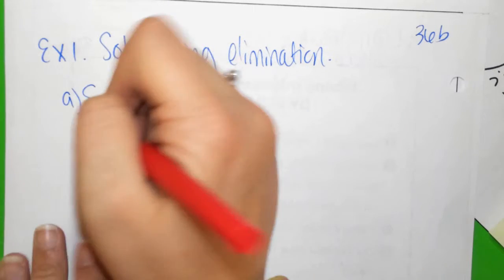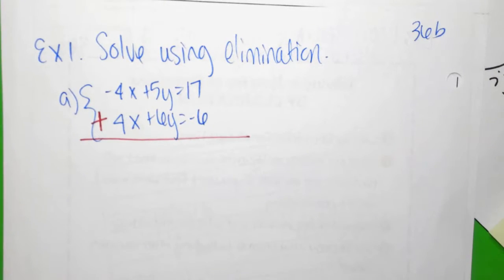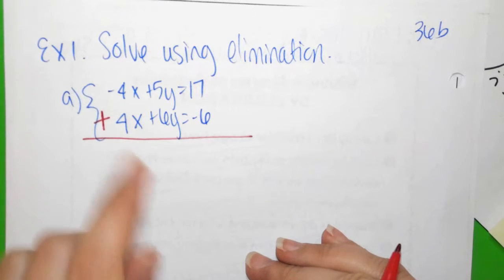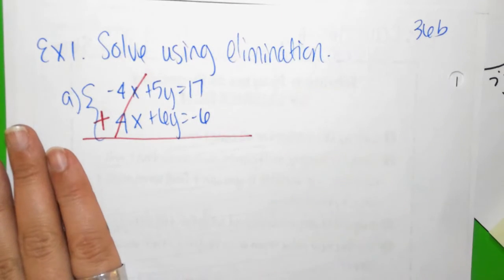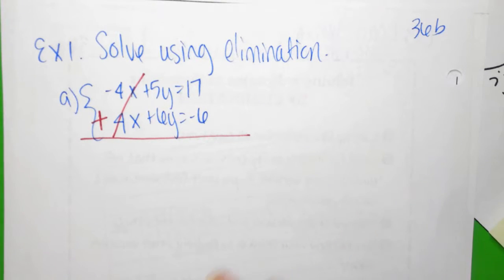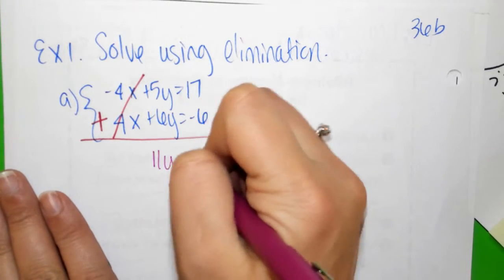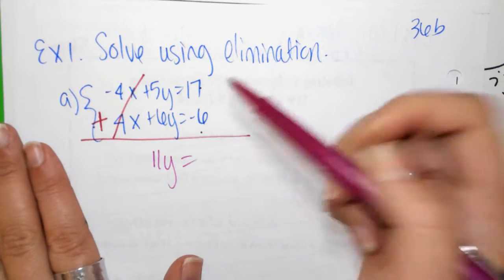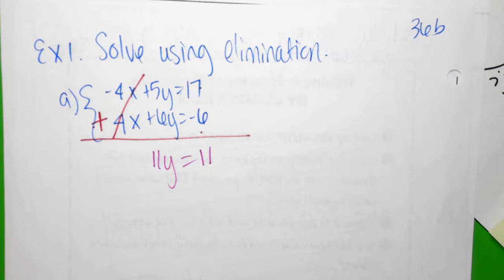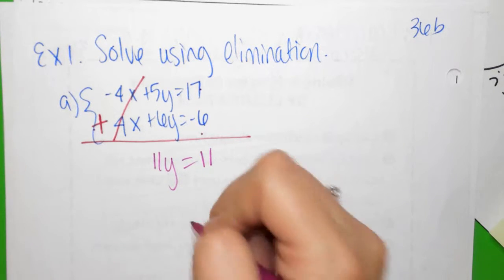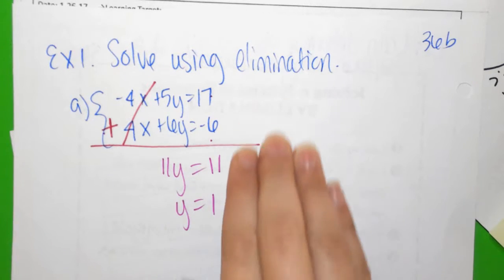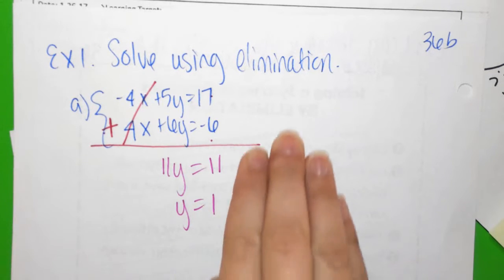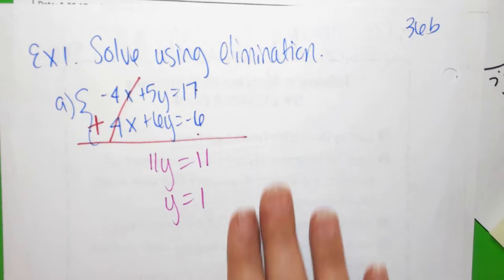So if we add straight down to eliminate, this time we don't have to multiply. If we add straight down, negative 4x plus 4x, what's going to happen there? 0. Awesome. All right. What's 5y plus 6y? 11y. And then 17 plus negative 6. Look at you go. Y equals 1. Are we done? No. Before we go any further, does anybody have any questions on what we just did? Does it make a little more sense? Yes, no, maybe?